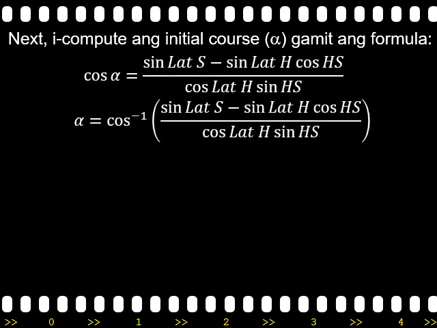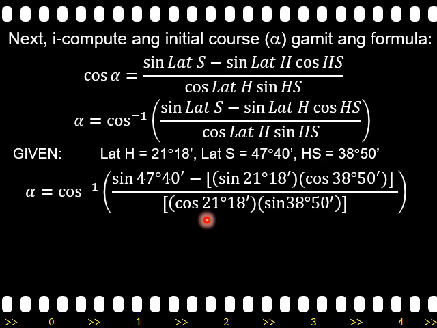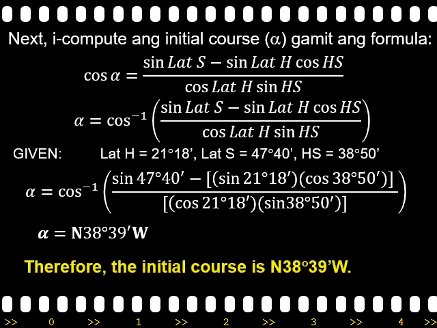Okay, so next, i-compute natin ang initial course alpha gamit yung ating formula. Okay, so here, gagamitin natin ulit yung na-compute natin kanina for our GCD o yung kanina yung HS. Okay, so ang nakuha nating value dito is 38 degrees and 39 minutes west of north. So, again, itong mga directions na to, i-discuss ng inyong navigation instructor.